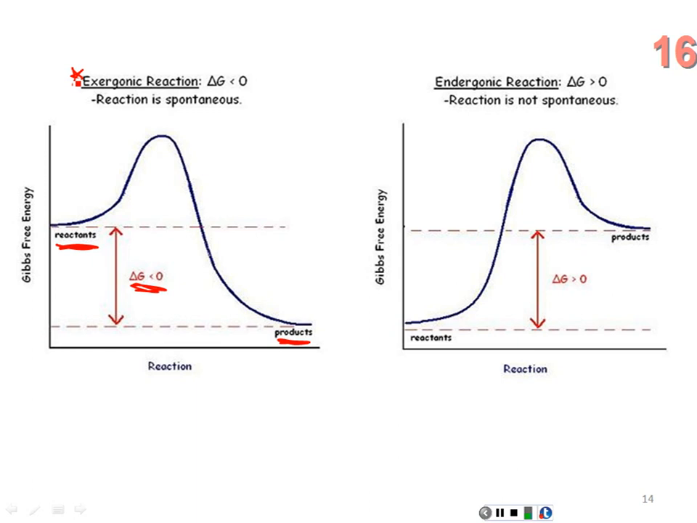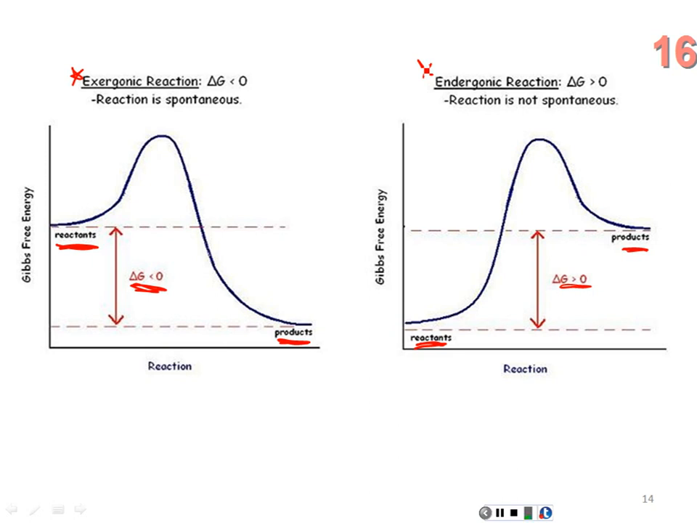The opposite, if we looked at a situation here on the right side where the reactants are lower energy than the products, delta G is going to be a positive value. And these reactions are called endergonic reactions. They need energy from outside to drive them.